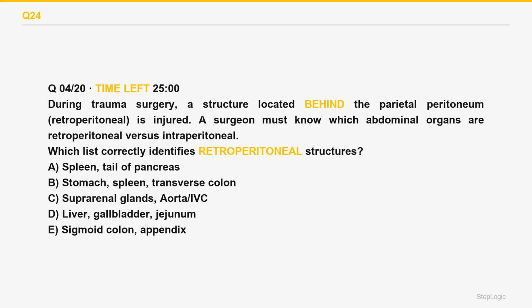Which list correctly identifies retroperitoneal structures? During trauma surgery, a structure located behind the parietal peritoneum, retroperitoneal, is injured. A surgeon must know which abdominal organs are retroperitoneal versus intraperitoneal. Read the command: which list is retroperitoneal? SAD PUCKER structures.